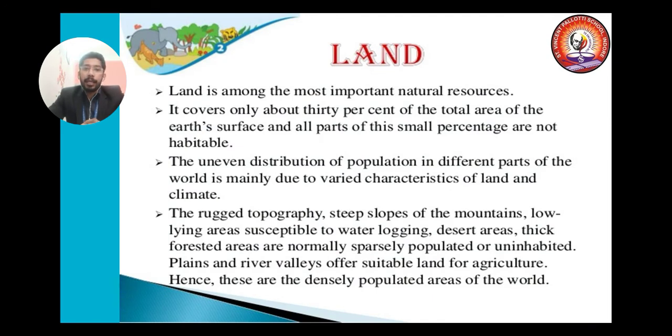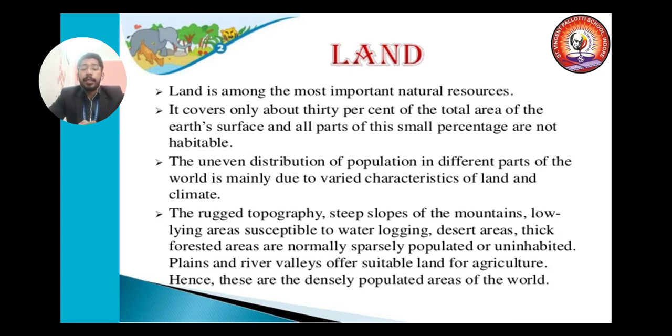Let's see what is land. Land is among the most important natural resources. We saw what are natural resources and artificial resources, and land is among the most important of the natural resources. It covers only 30% of our earth. It means that the earth is covered by 30% land and the rest is water. But out of this 30%, only a small percent is habitable for living.